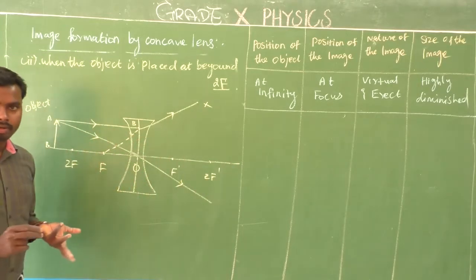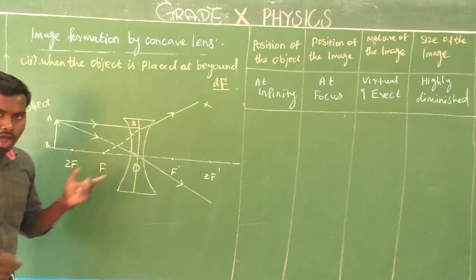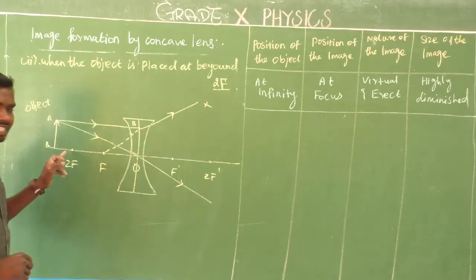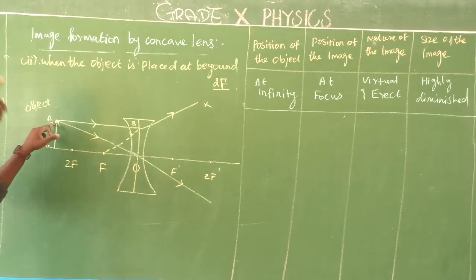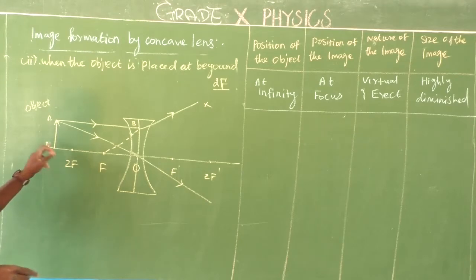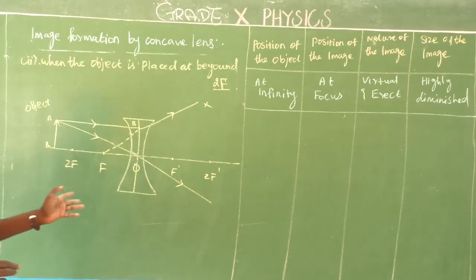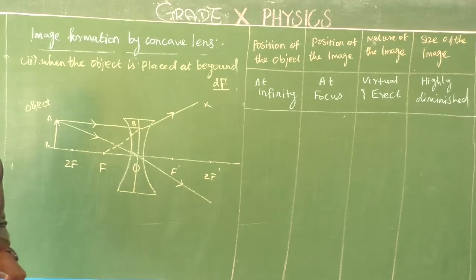Yes, very simple. Look here. I repeat it. In the second case, I have placed the object beyond the 2f. This is the object AB. A is the top of the object and B is the bottom of the object. Many light rays are coming from an object placed beyond the 2f, but I am going to consider just 2 rays, because just 2 rays are needed to make an image.